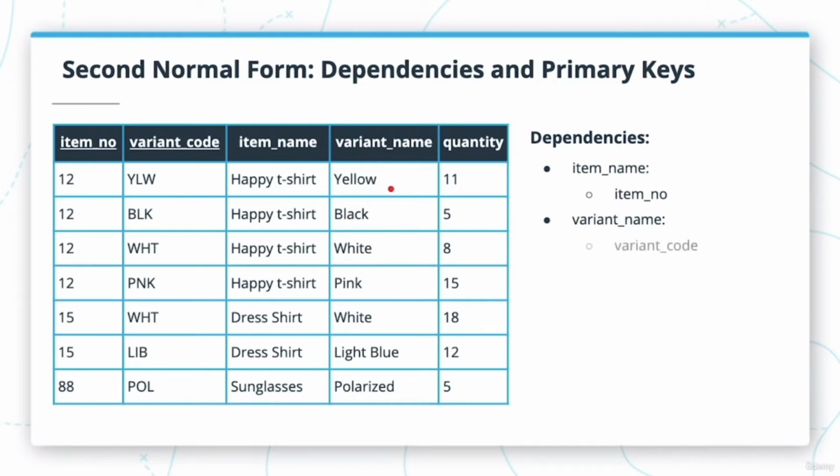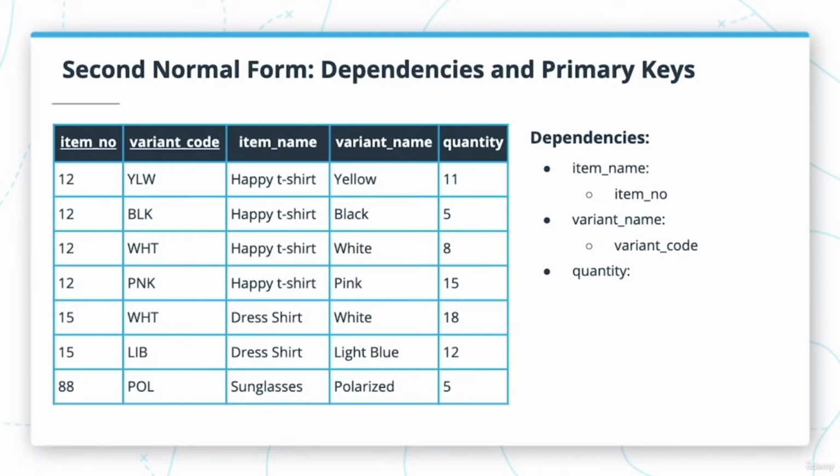However, variant name is fully dependent on the variant code. There is a 1-1 relation between them. If I give you a variant code, you can immediately tell me which variant name I'm talking about. There is a direct dependency between the variant name and the variant code. And let's move on to the last column of this data set, which is the quantity. So what about the quantity? Let's talk about that qualitatively.